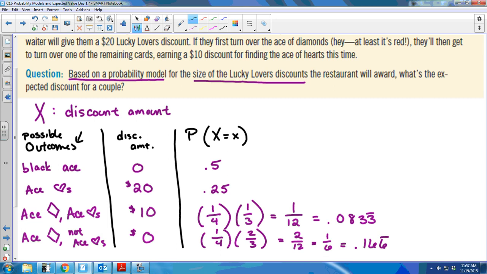Like the probability model really just needs to be this part and over: discount amount and probability of that discount. But I have to keep track of what's happening in the problem, so I always write down the scenario. Okay. Questions about that? Now the question says, what's the expected discount? So let's talk about expected values for a second. I'll come back to this question.